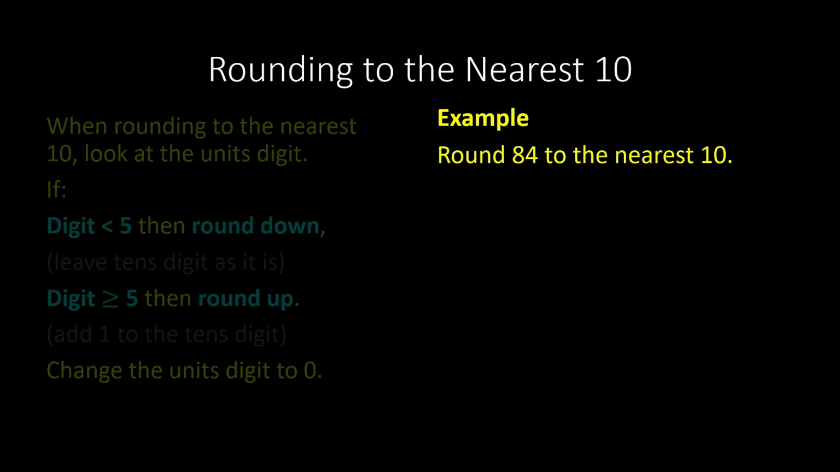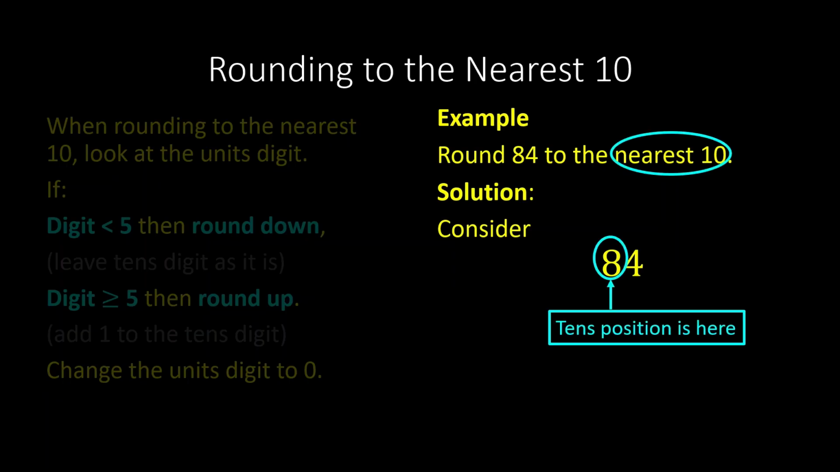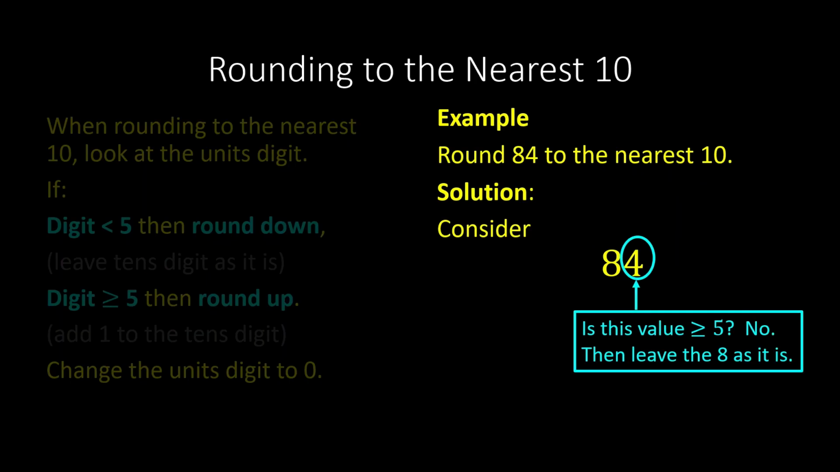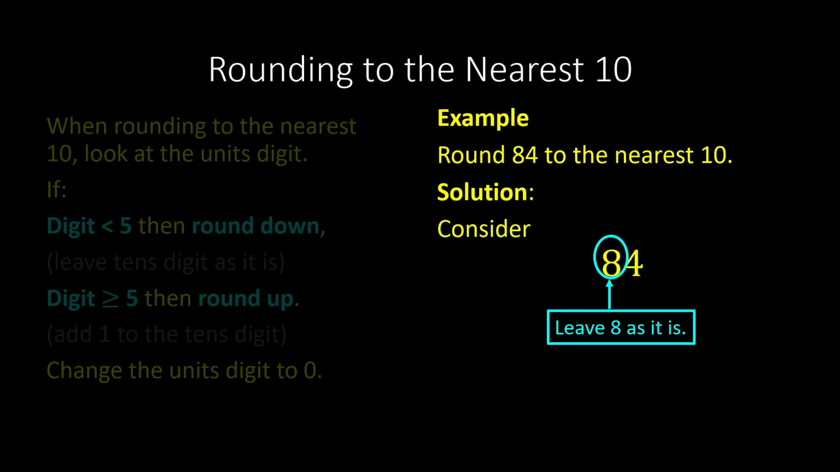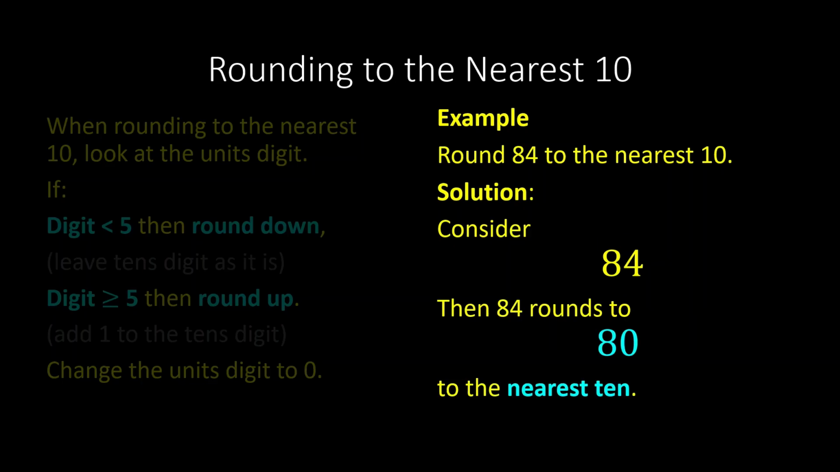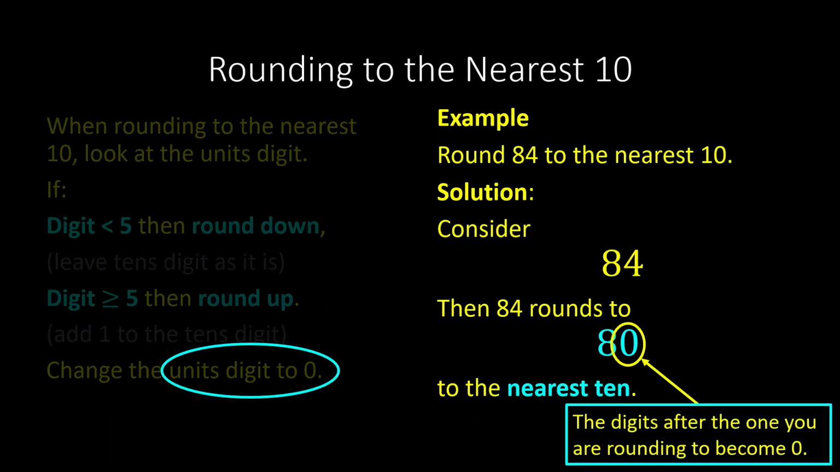Now for another example. We're going to consider 84 and round that to the nearest 10. Here's the tens position. And in the units, we ask ourselves, is this value greater than or equal to 5? No, it's not. Therefore, we leave the 8 as it is. And therefore, 84 rounds to 80 to the nearest 10. Again, the digits after the one you are rounding to become 0.